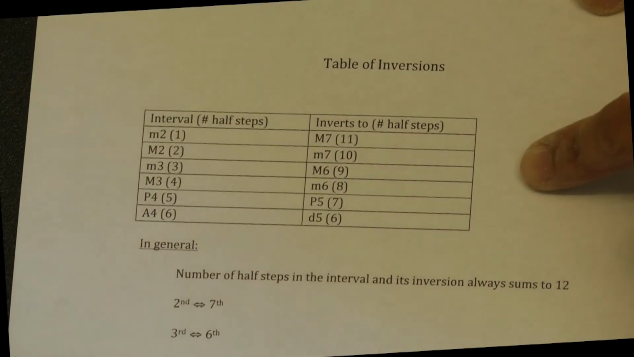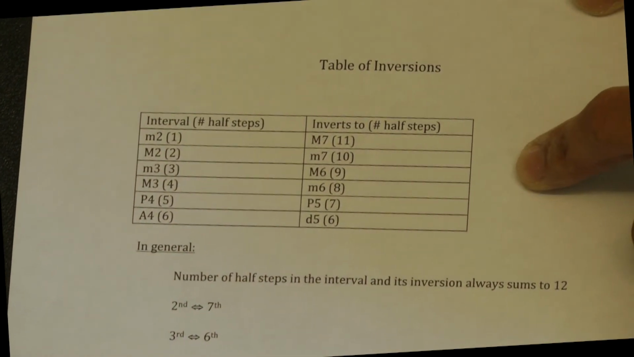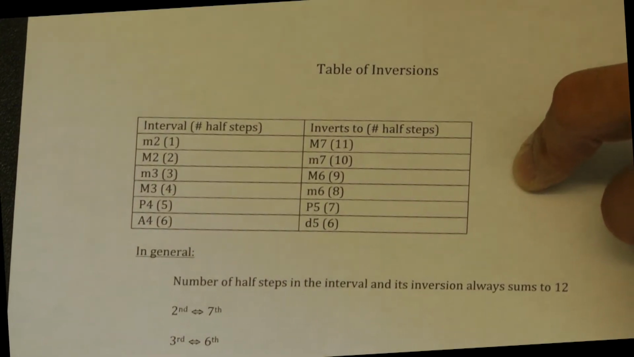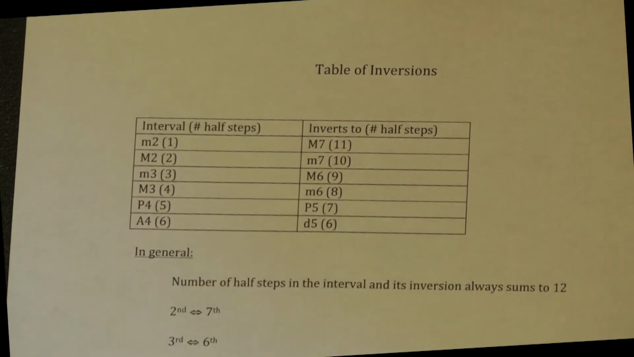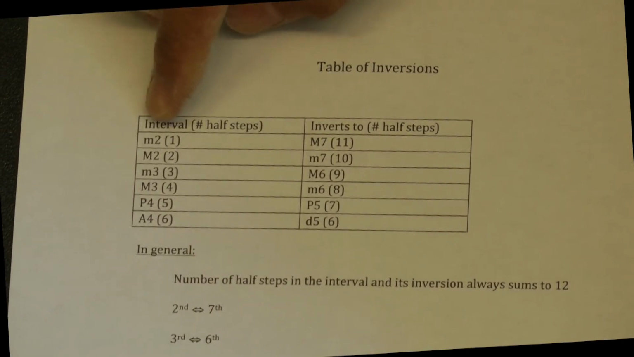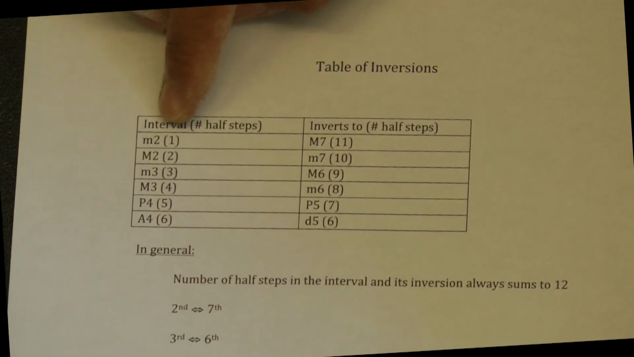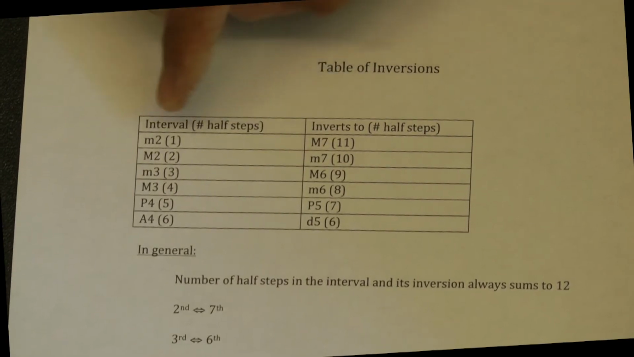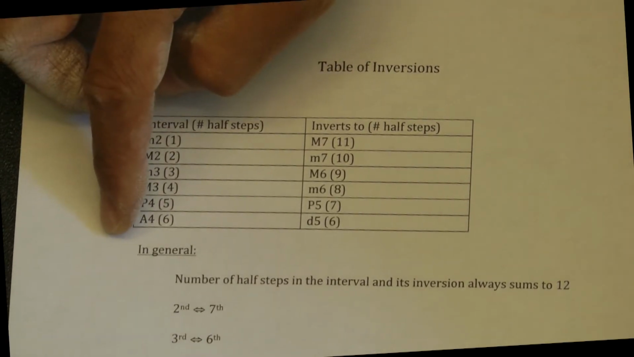So here we've got this handout that's on my website. Go ahead and download this or open it up if you haven't already. This table simply lists inversional relationships. So here's the name of the interval and the number of half steps it contains, and here's the interval that it inverts to. And of course, I only need to go as far as the augmented fourth.